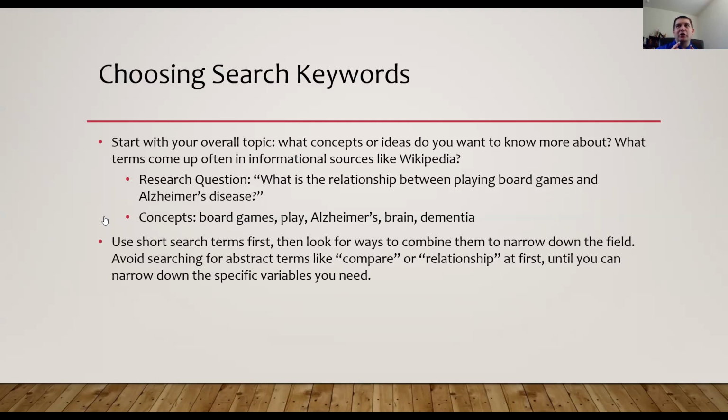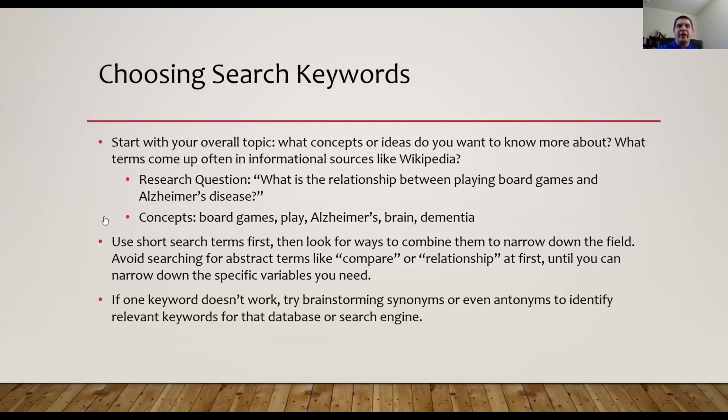Concrete terms work a lot better than abstract terms. So something like compare and relationship is not going to be very helpful unless it happens to occur in a title of a page or something. Those can come in later, but first you want to figure out what are the specific variables that are important. One way to do that is to think about synonyms for your keywords, so words that mean the same thing or similar things, I should say.